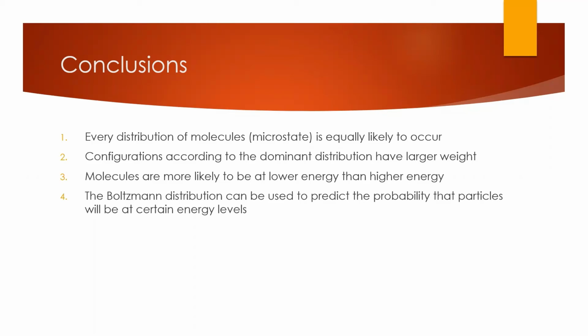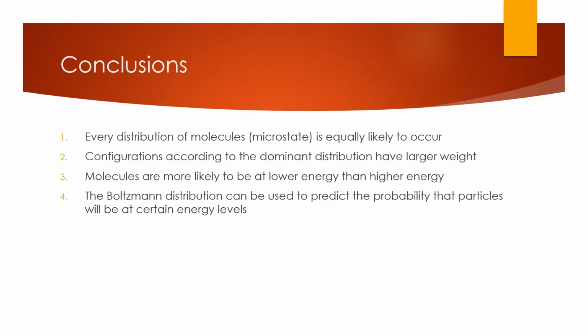To conclude this section, every distribution of molecules, so every microstate, is equally likely to occur. Configurations according to the dominant distribution have many more microstates that make them up, which gives them a larger weight. And these distributions are the only ones that are likely to actually be measured or observed. We'll see, especially in the coming lectures, and we started to touch on it here, that molecules are more likely to be at lower energy than higher energy. This also affects their likely configurations in microstates. And we can use the Boltzmann distribution to predict the probability that particles will be at certain energy levels.